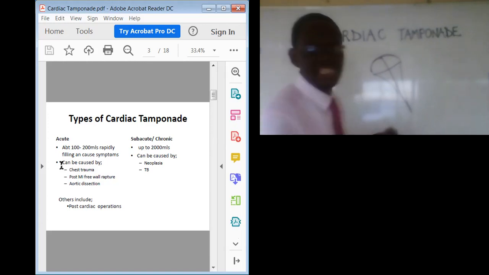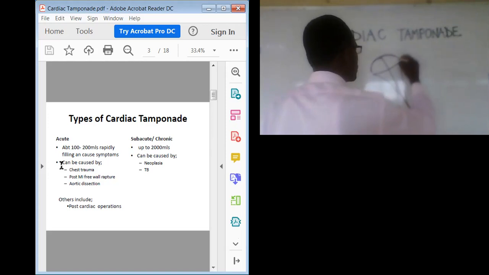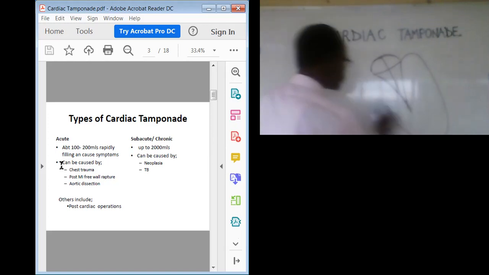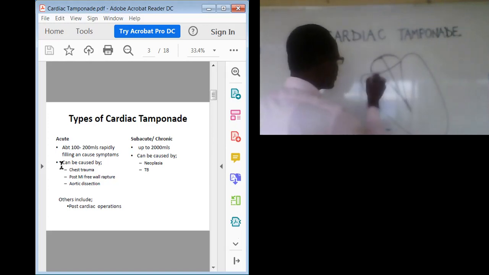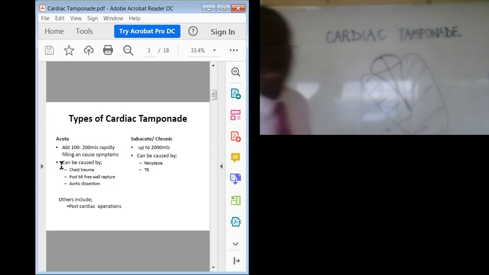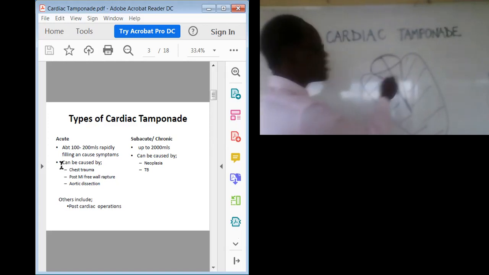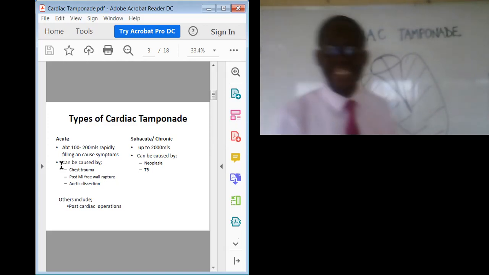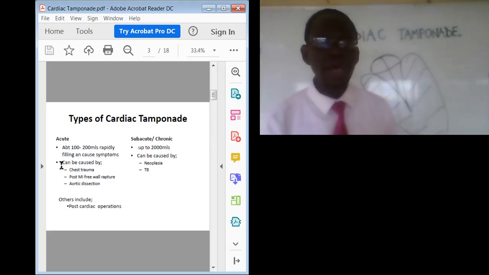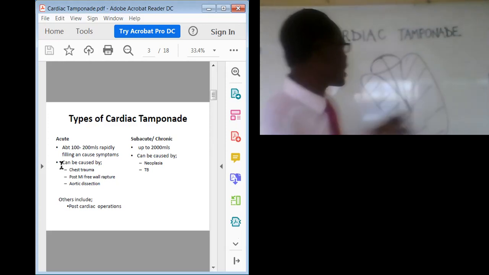It compresses these chambers so much to the extent that they are unable to perform their function. And all this is fluid. So it compresses the heart. Now, it is acute when about 100 to 200 mils rapidly accumulate into this sac here.